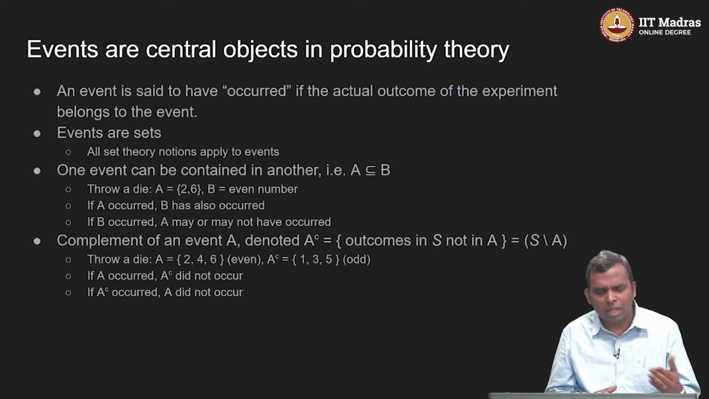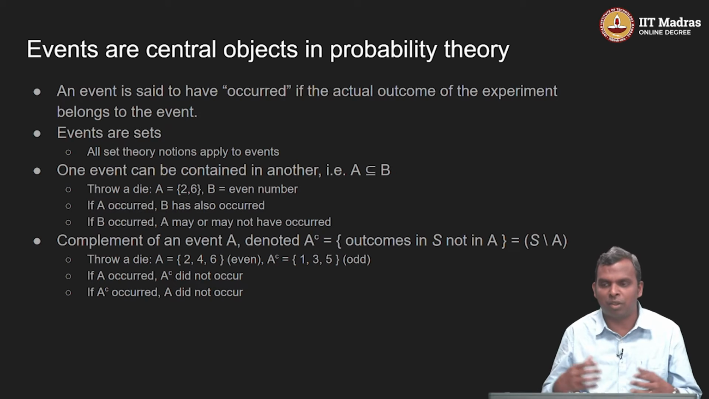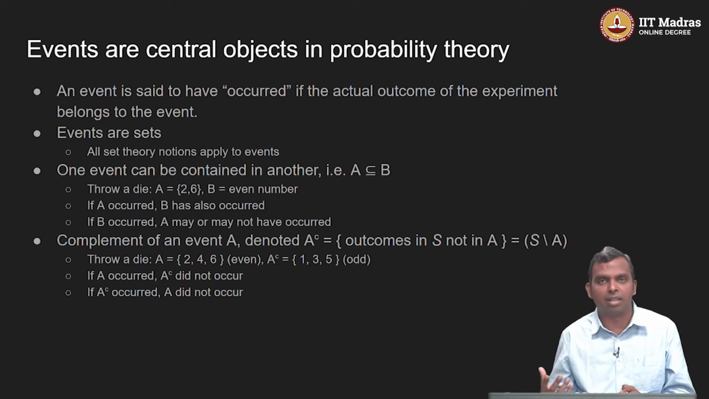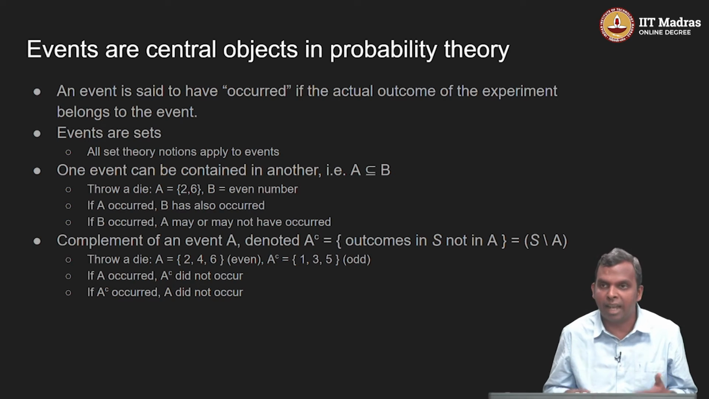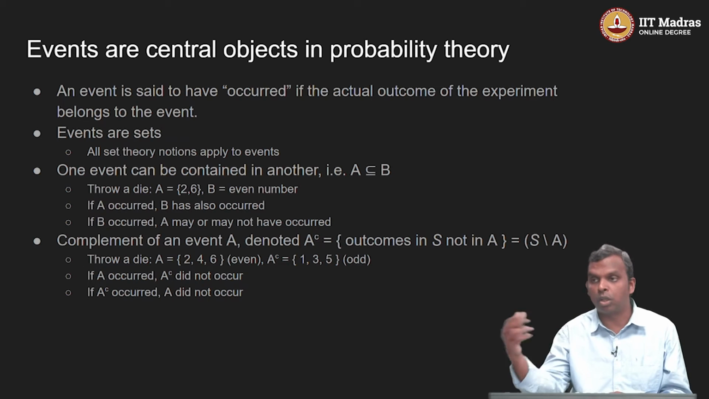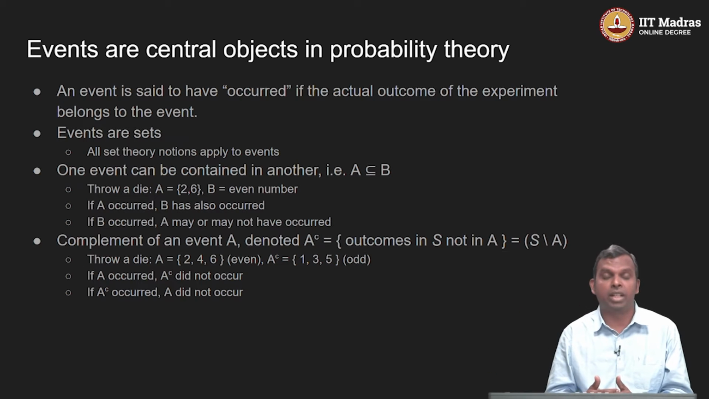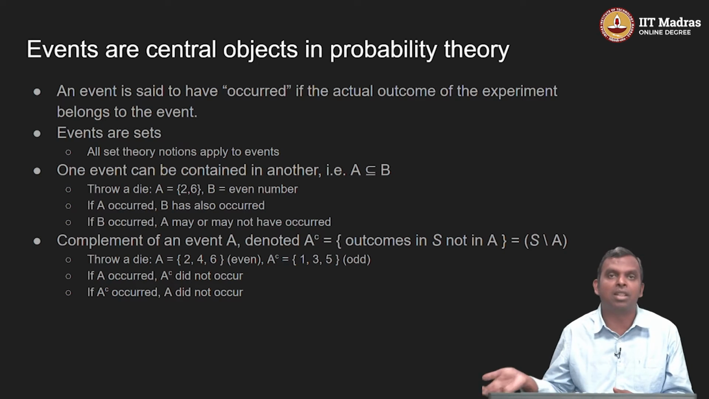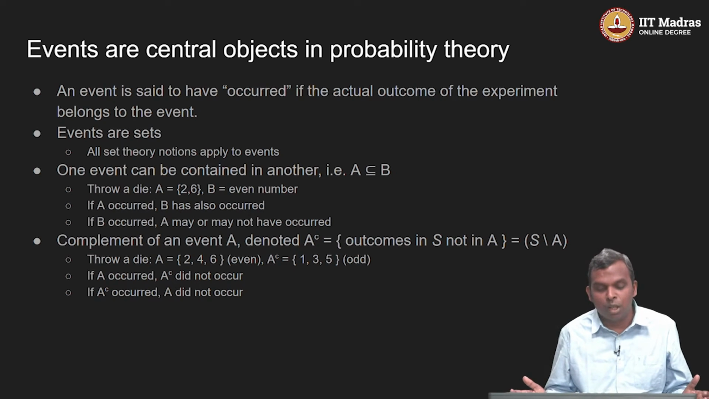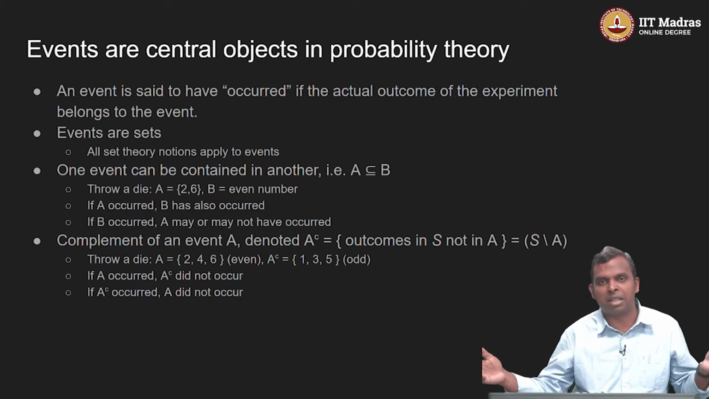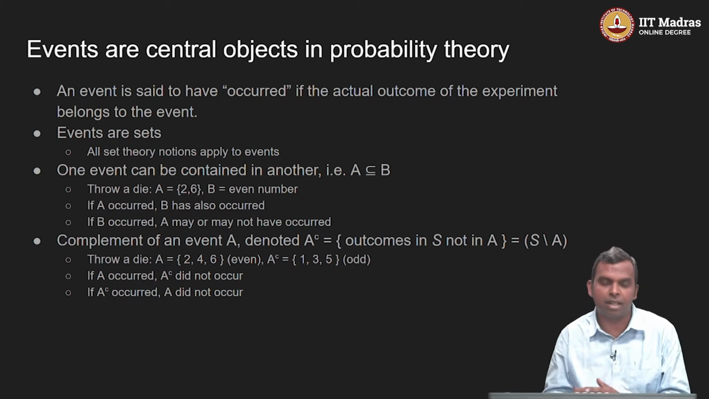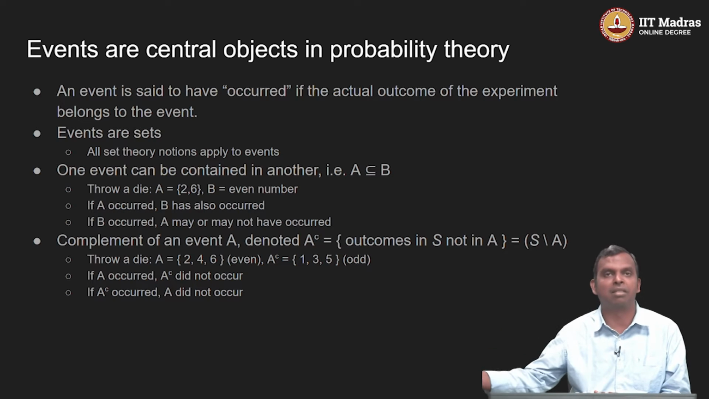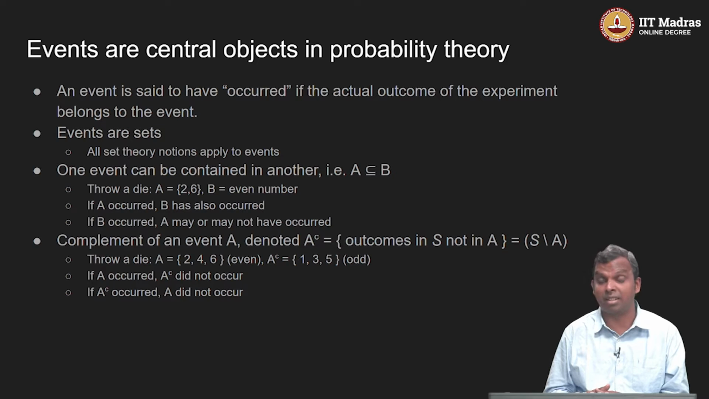Notice what happens physically. When one event is contained in another, if the smaller event occurs, the bigger event has also occurred. If I say A occurred, as in the experiment was performed and the outcome showed up in A, then clearly, since A is a subset of B, the outcome is also in B, so B also occurred. So these are the physical implications of the mathematical operations that you do with events as subsets. One subset is contained in another, and when the smaller event happens, the bigger event also happens. This is a nice, interesting thing to know.